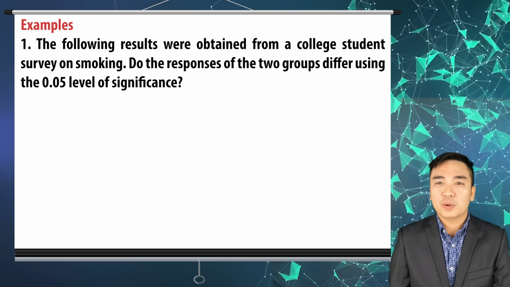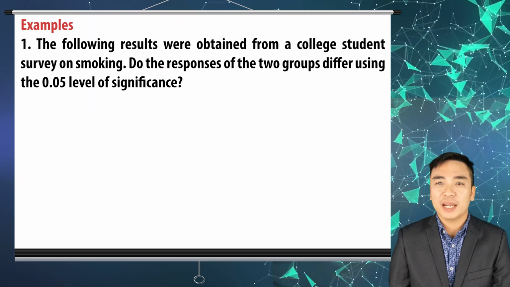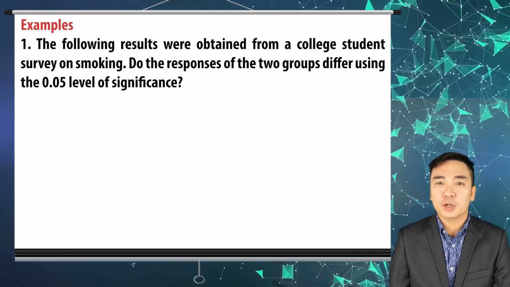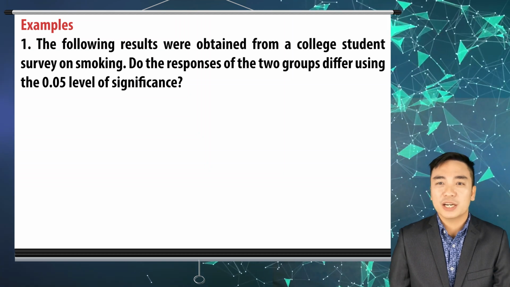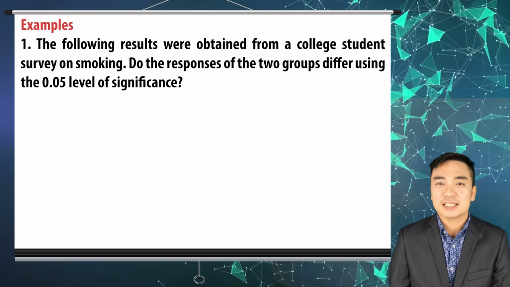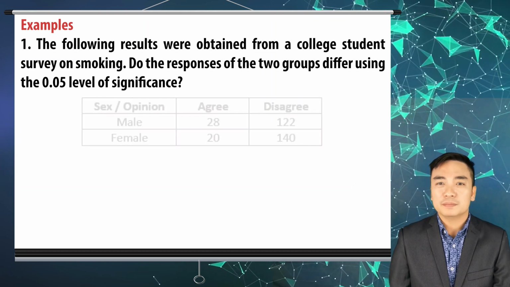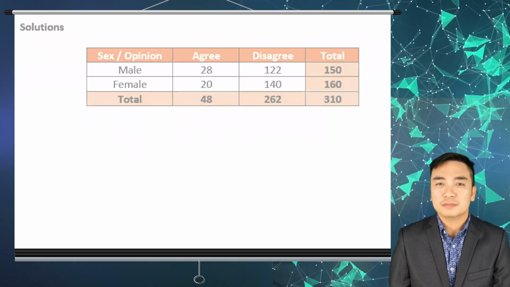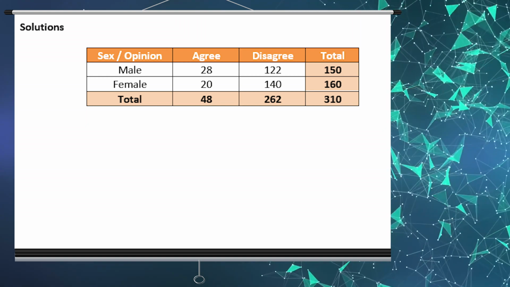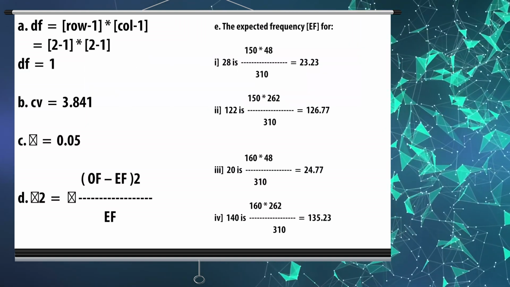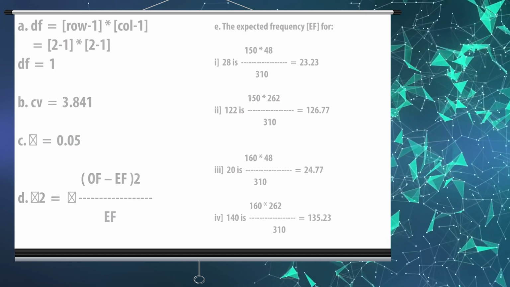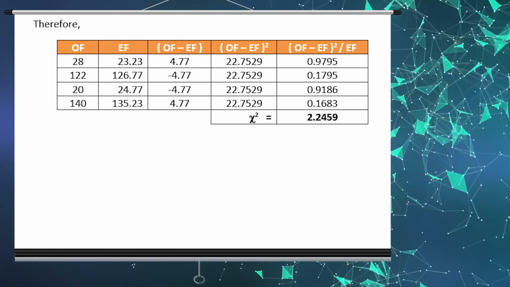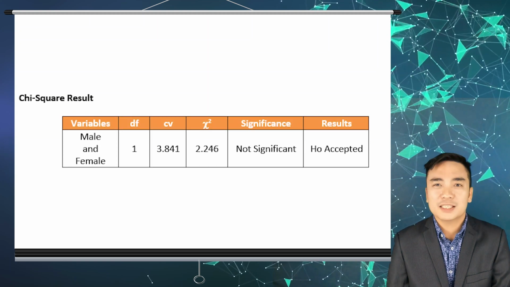The following results were obtained from a college student survey on smoking. Do the responses of the two groups differ using the 0.05 level of significance? This is the table. And this is the solution. This is the chi-square result.